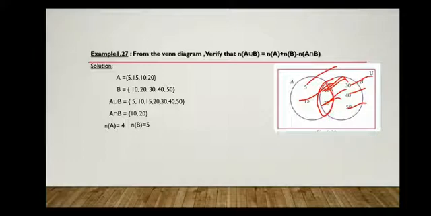N of A union B. In A union B we have 7 elements. Right. So n of A union B is equal to 7. Number of elements in A intersection B is 2. Okay.